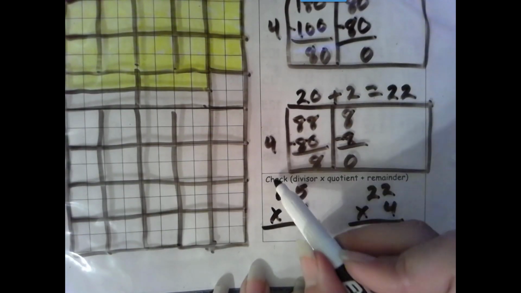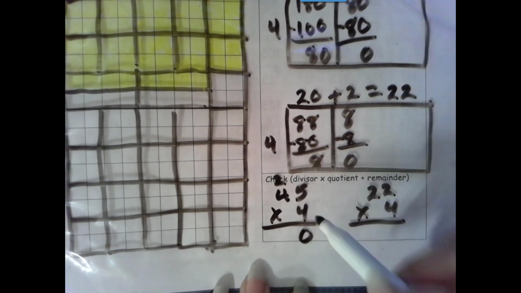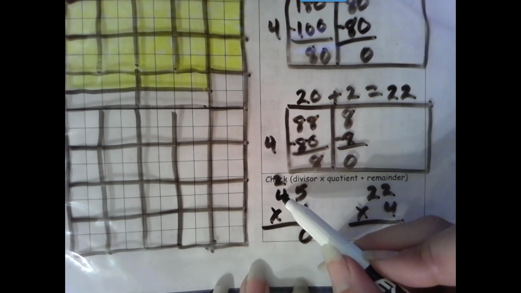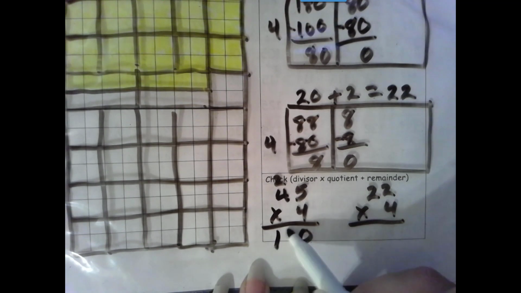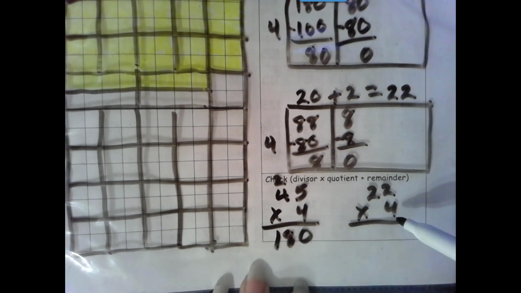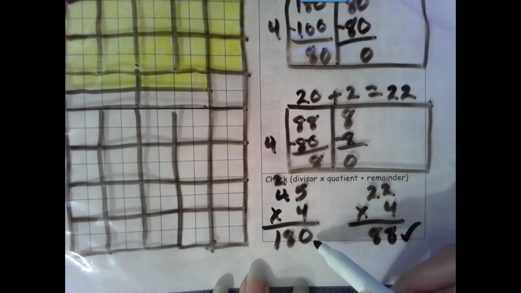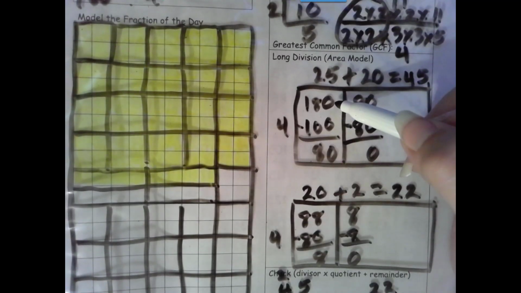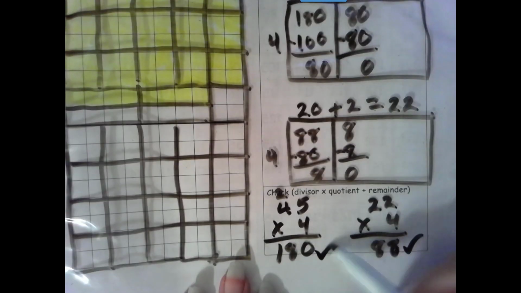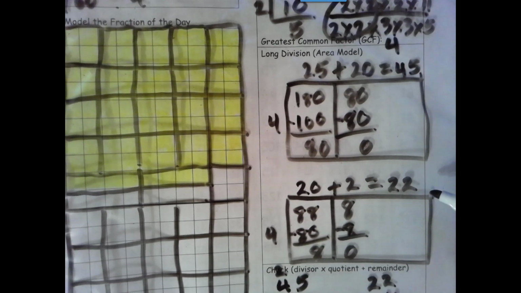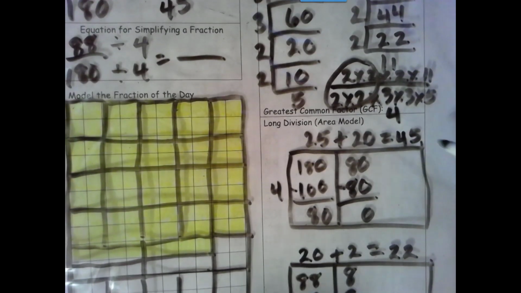4 groups of 5 is 20. 4 groups of 4 tens is 16 tens, plus 2 more tens is 18 tens. 4 groups of 2 is 8. 4 groups of 2 tens is 8 tens. 88 matches our dividend, check. 180 matches our dividend, check. So our numerator is 22, our denominator is 45.